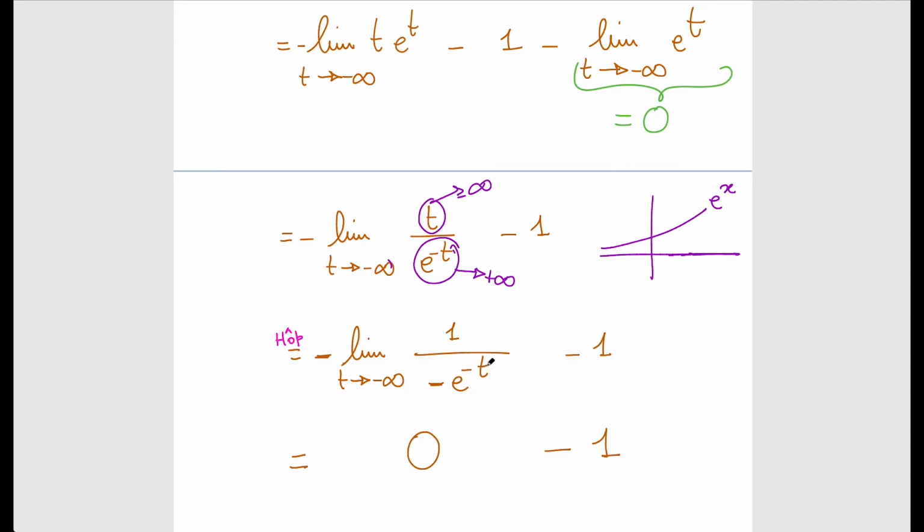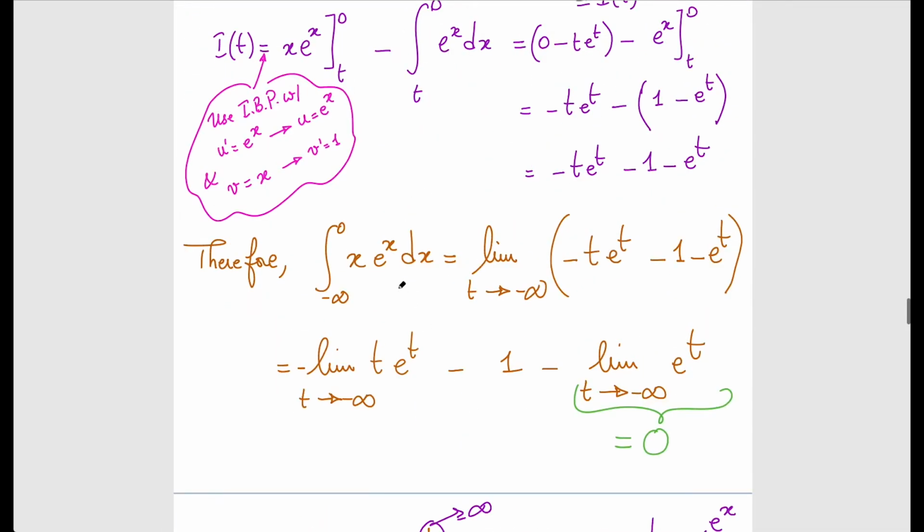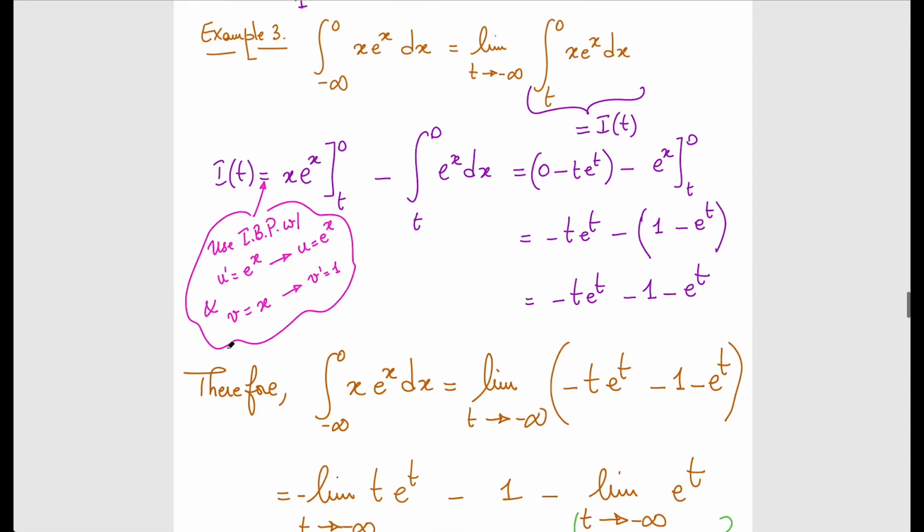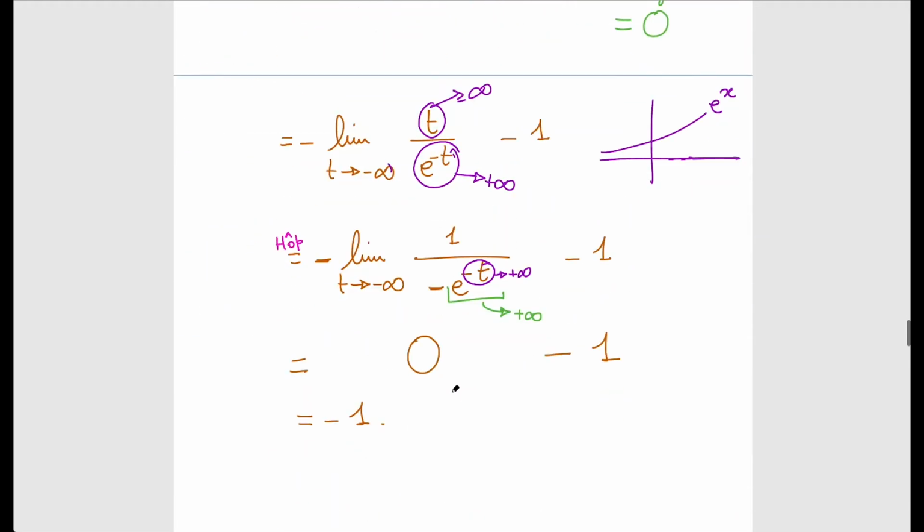Because minus t goes to plus infinity as t goes to minus infinity, and as such, this term is gonna go to plus infinity, and hence 1 over something that becomes extremely large is gonna be extremely small, right? It's gonna go to 0. And this is then equal to -1. Correct? So the value of this improper integral, the question, is actually equal to -1.